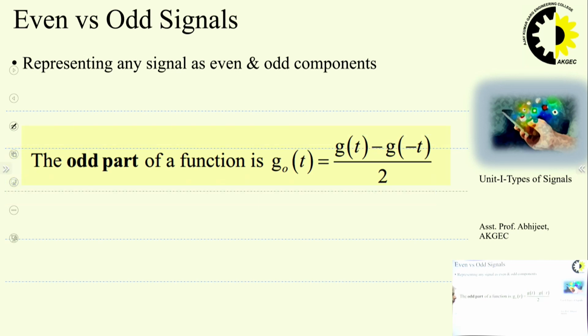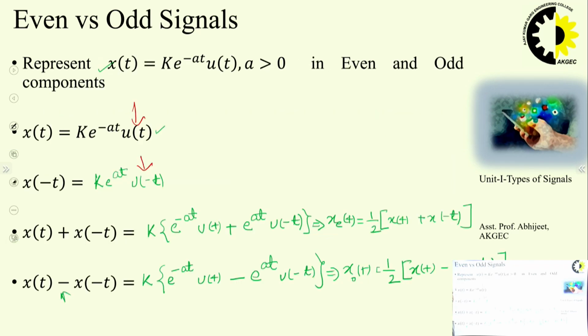So it is g naught of t is equal to g of t minus g of minus t by 2. If we do this, we can represent even and odd part of any arbitrary signal. Let us perform one quick example to illustrate how this is done. Suppose we have a signal x of t is equal to k e raised to the power minus at u of t, and we want a formulation of even and odd components.